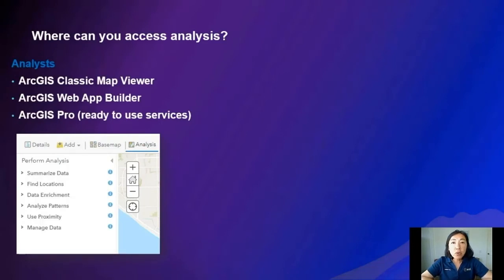For analysts who prefer to use the tools out of the box, the analysis tools are available in ArcGIS Online Map Viewer Classic. The tools are also available in ArcGIS Web App Builder as analysis widgets. This is a quick and easy way for you to create a web application using the analysis services. If you are an ArcGIS Pro user, the hosted analysis tools are available in the ready-to-use tools.